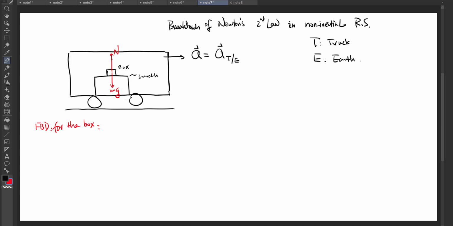Now according to Newton's second law, in the horizontal direction, since the box experiences no net force, net force is 0 in the horizontal direction. That would mean the acceleration of the box, B here is for box, should be 0. The acceleration should be 0. But we see that if we measure the box dynamics inside the truck coordinate system, so let's say a coordinate system built on the table or on the bus.